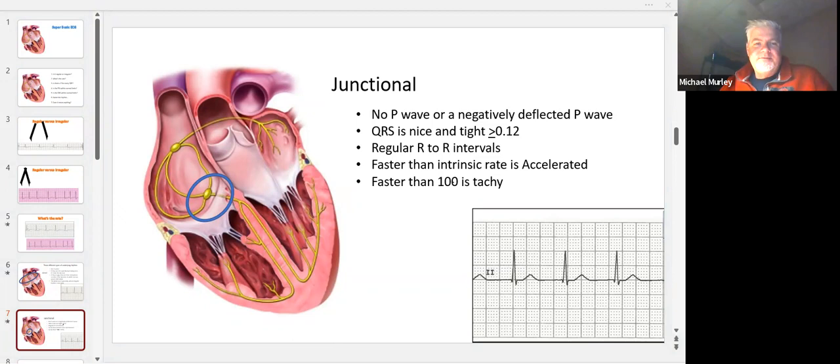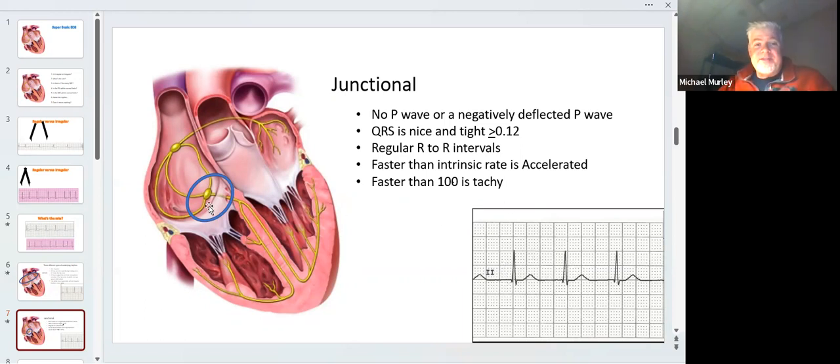1,500 divided by 19 is 78.9, so 79. In this case, it's greater than its intrinsic rate, which would be 40 to 60. Because it's higher than its intrinsic rate, this is an accelerated junctional rhythm. If it gets up above 100, we call it a junctional tachycardia.